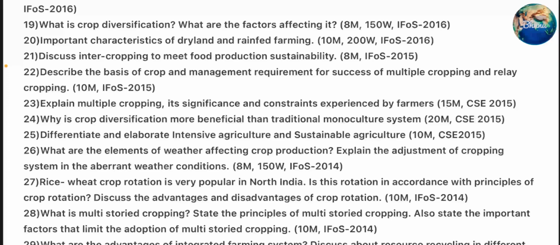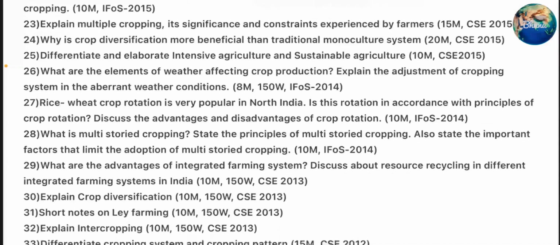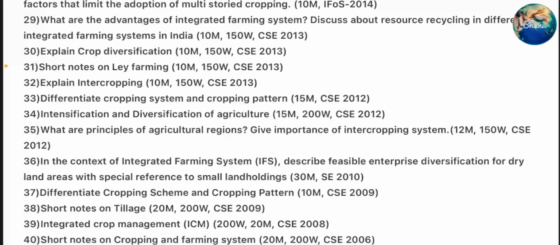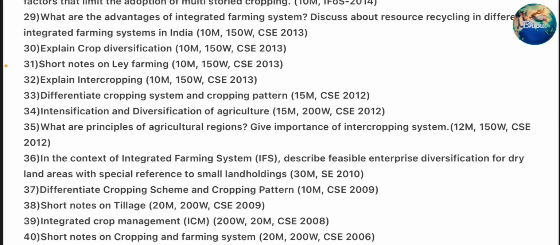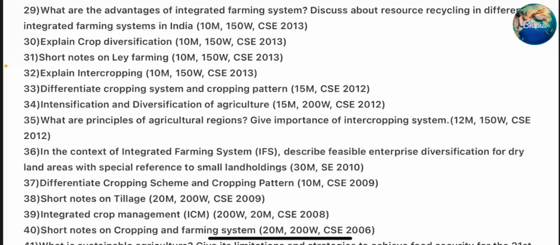Question 28. What is multi-storied cropping? State the principle of multi-storied cropping. Also state the important factors that limit the adoption of multi-storied cropping. Question 29. What are the advantages of integrated farming system? Discuss about resource recycling in different integrated farming system in India.